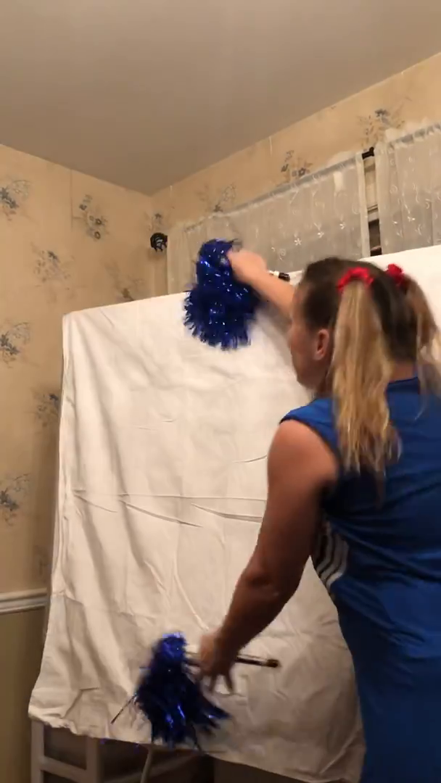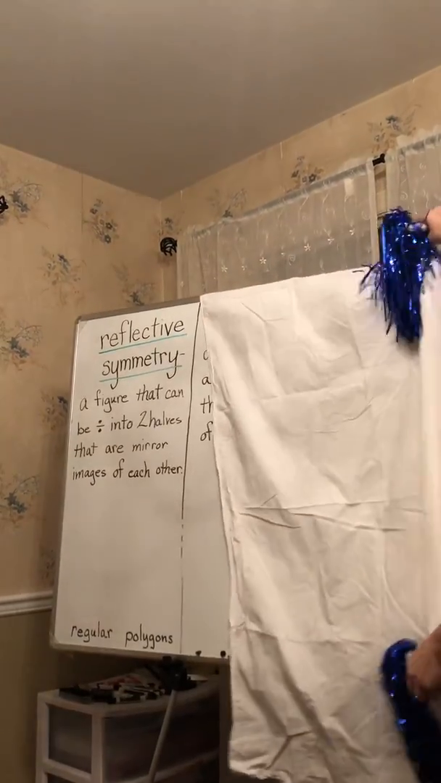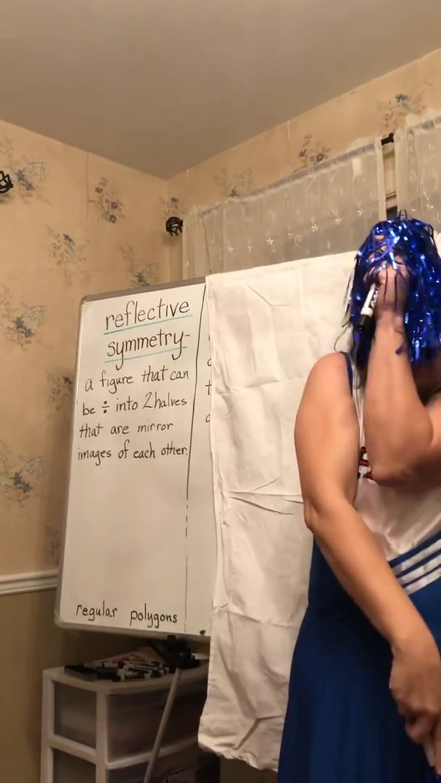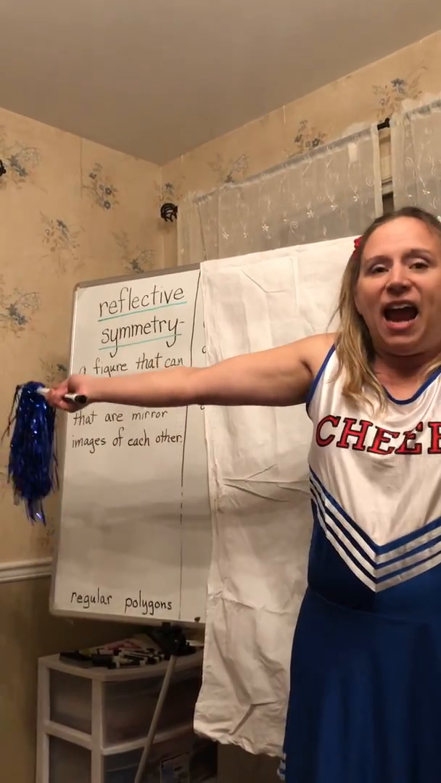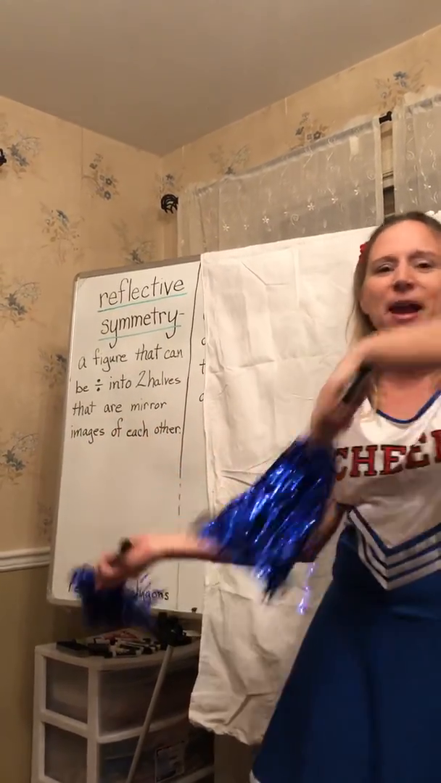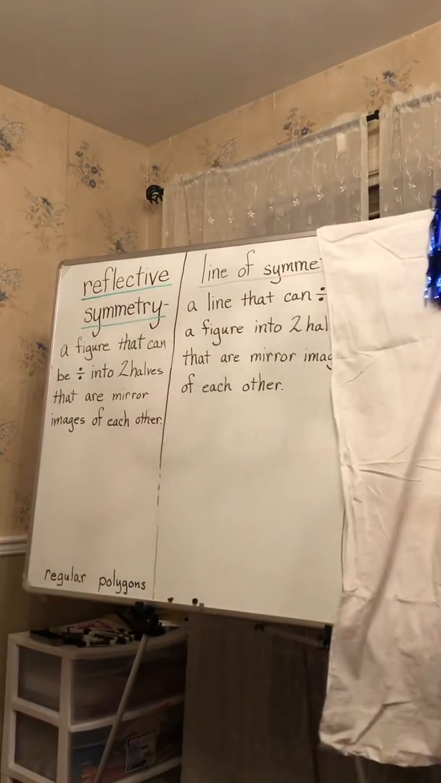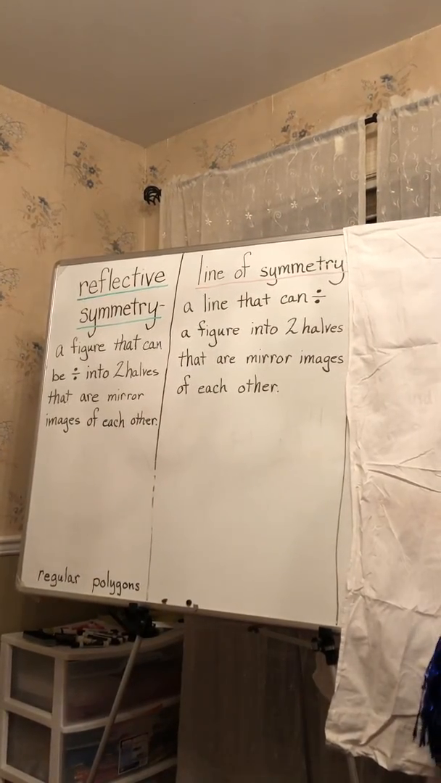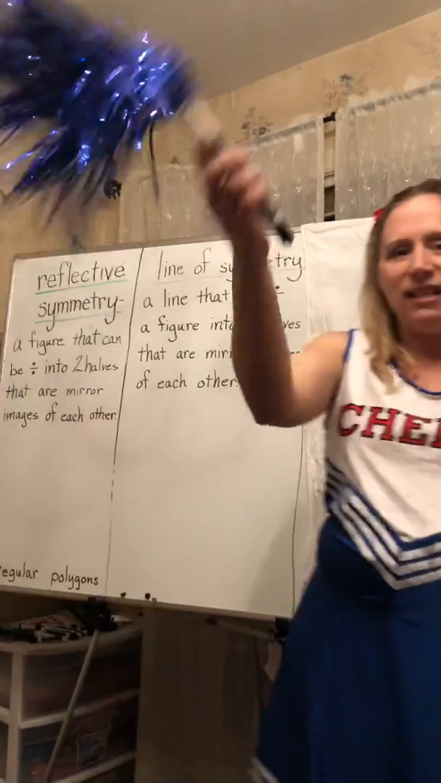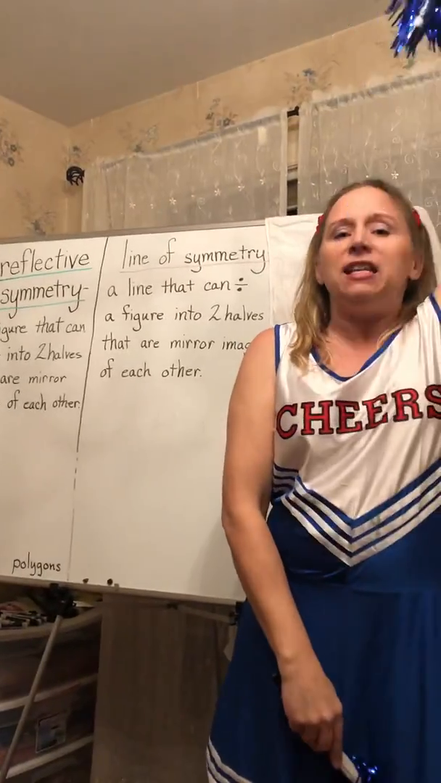That's a good question. Let's see. Reflective symmetry is a figure that can be divided into two parts, and each half looks the same as the other. What divides the thing in half, you ask? That's called the line of symmetry. The line that divides in half is the line of symmetry.